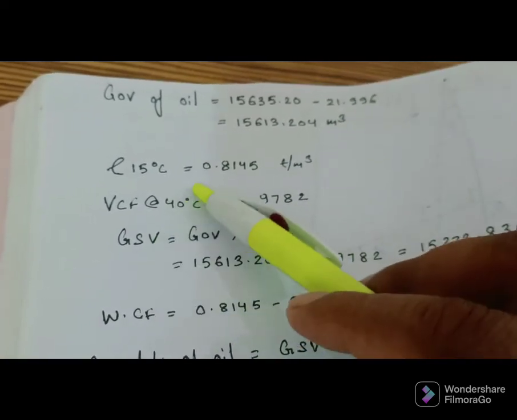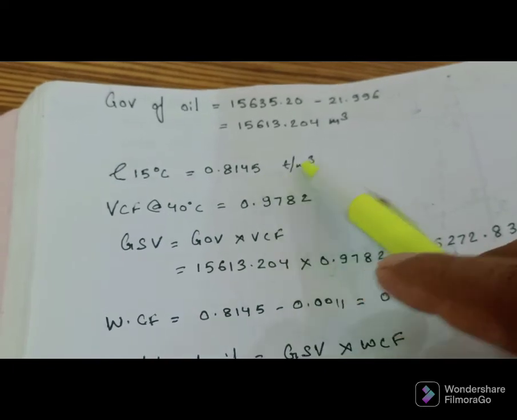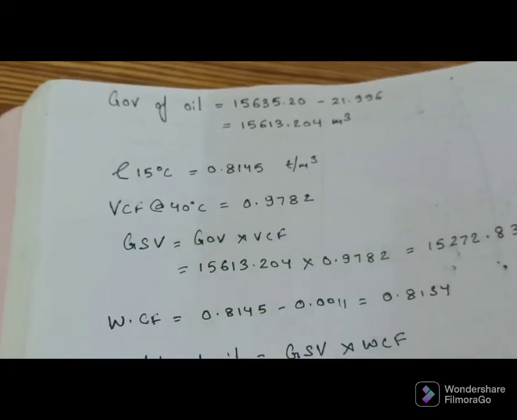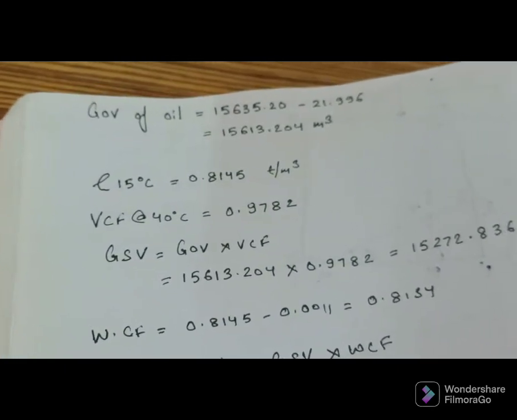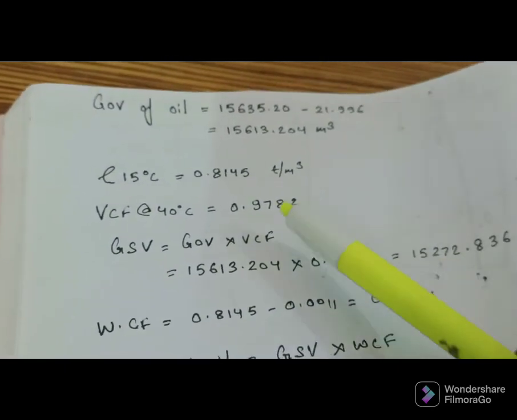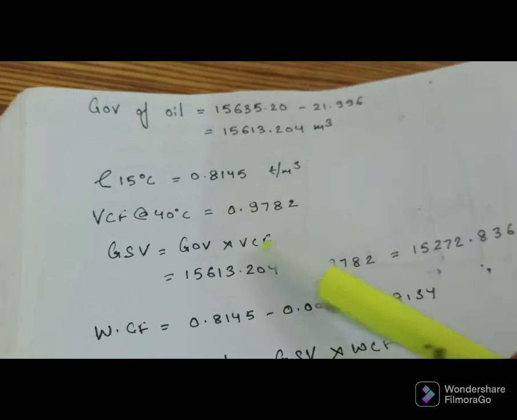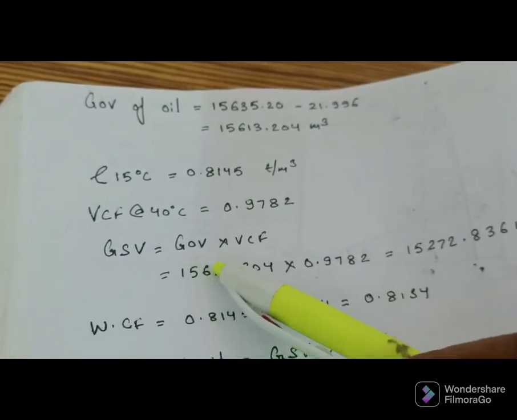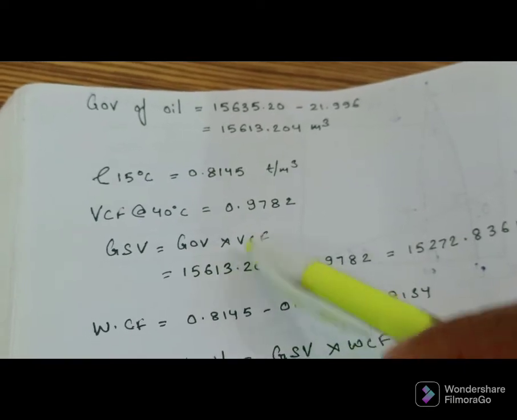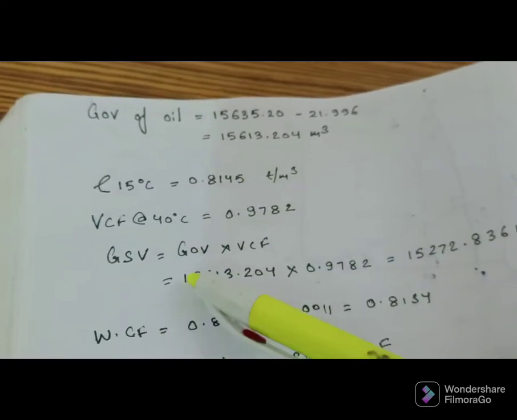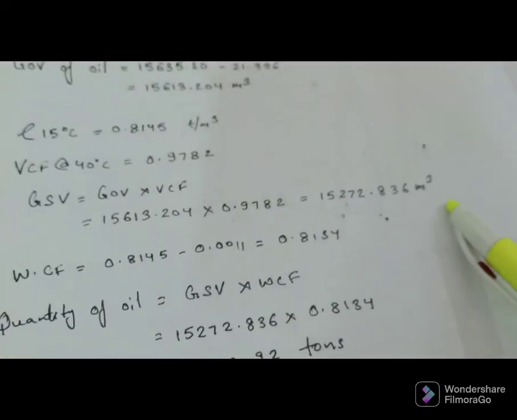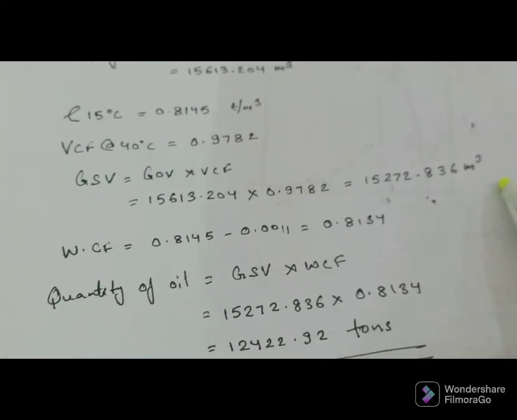Now at 15 degrees Celsius, this is already given, so we can find VCF from the ASTM table. Okay, so by referring to the table we get this value. So we can calculate GSV. GSV is equal to GOV into VCF. GOV is over here. So we have calculated GSV by this, and now we can calculate quantity of oil.